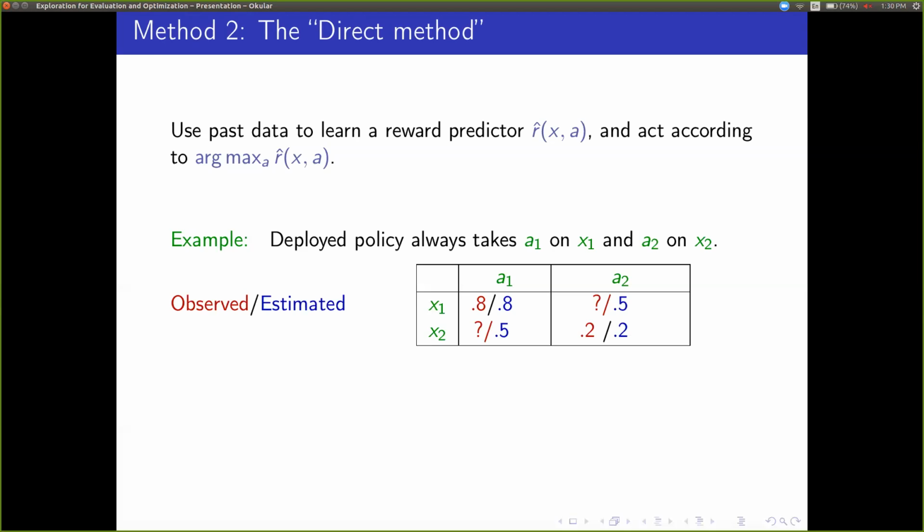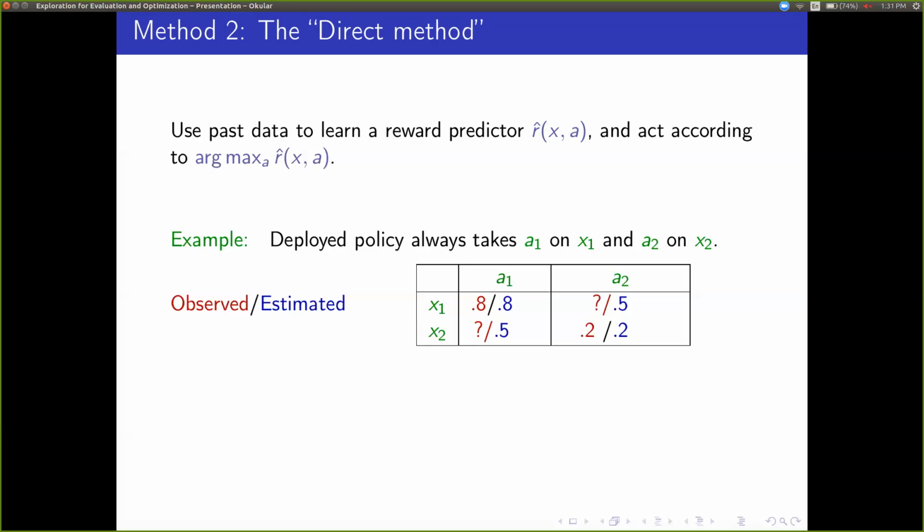Yeah. So I'm going to be talking about methods which have no dependence on the size of the space generating contexts. So we're going to have a dependence on the number of policies that we compete with, but not on the number of possible contexts. So I had a question.